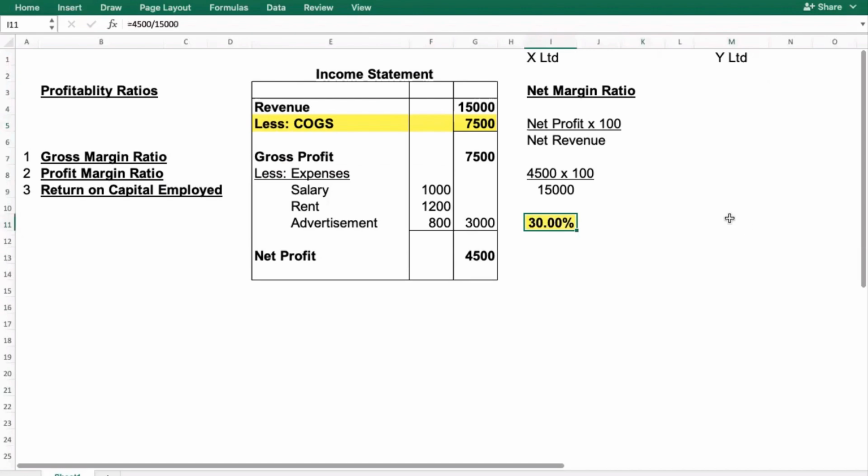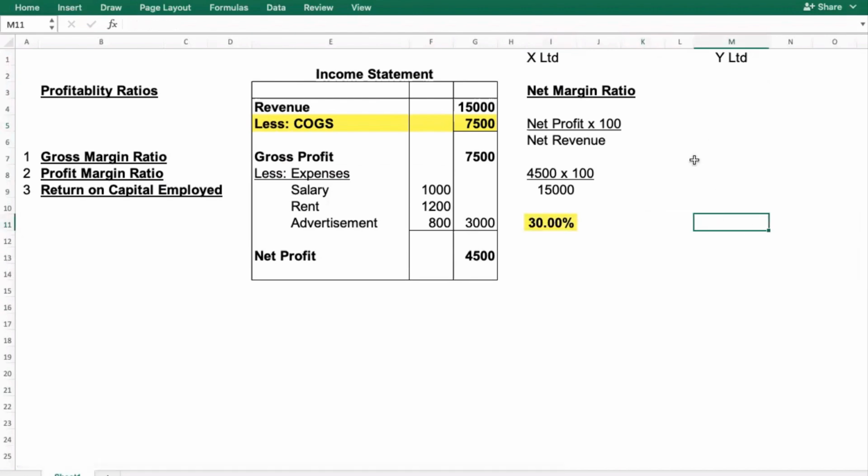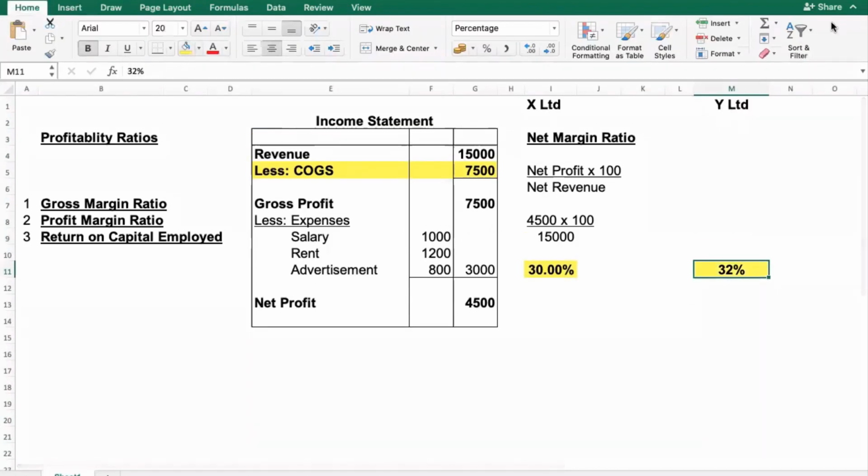Now in the same year, my competitor, we both are in the same industry. Both are dealing with the same type of customers. My net margin ratio is coming to 30%, but my competitor's net margin ratio is coming to how much? 32 percent. So who is performing better? The competitor. Correct.